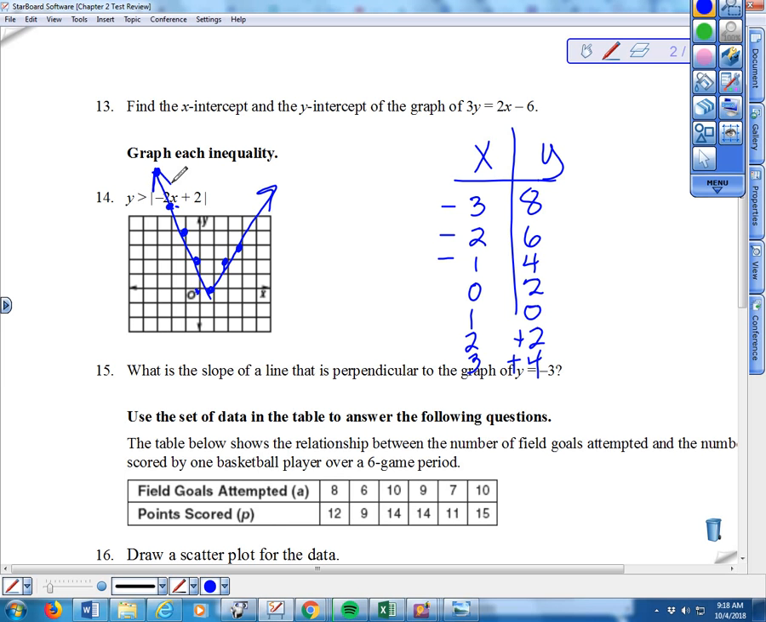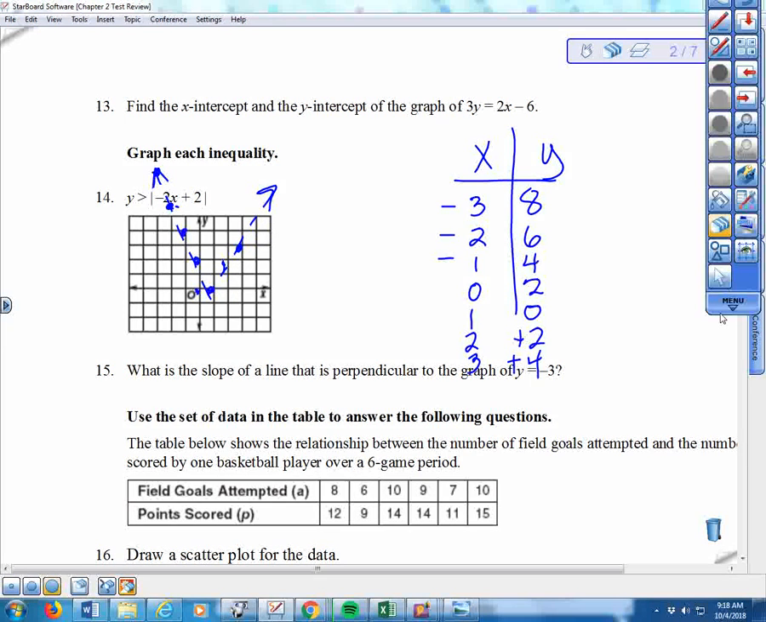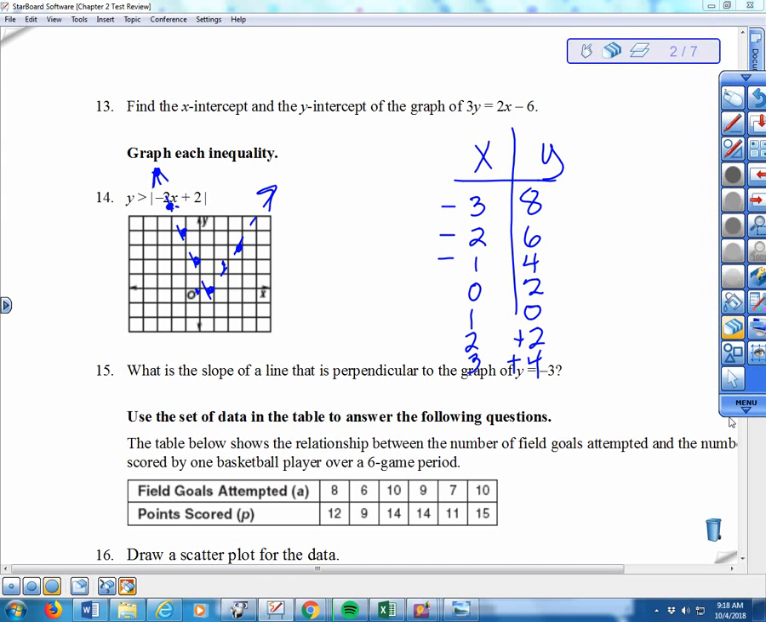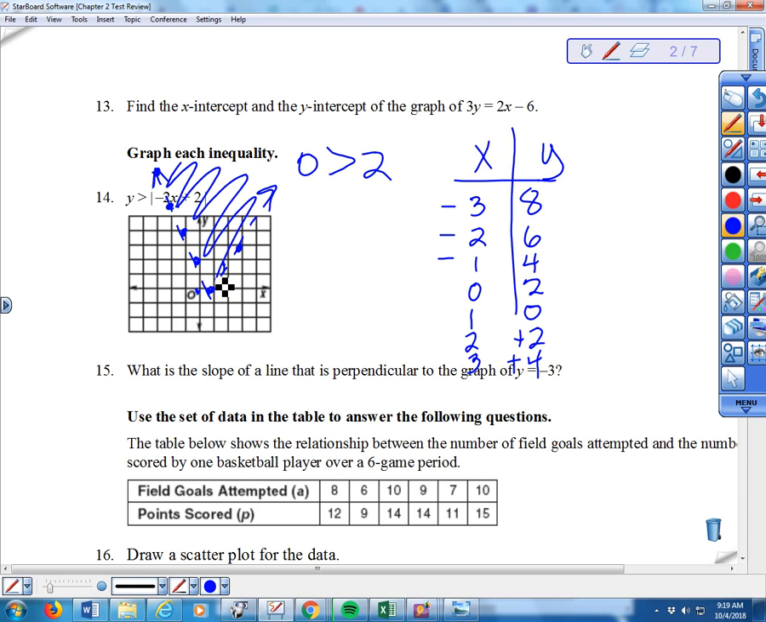No. So what should I have done with my graph? It needs to be a dashed line. Let's see if I can make my eraser smaller. I can't remember where I change it. Right here. And then you need to shade. How do I figure out where to shade? Is (0, 0) included? So I can use it. Is 0 greater than 2? No. So (0, 0) is not included. I shade inside. If (0, 0) were included, I would shade outside.